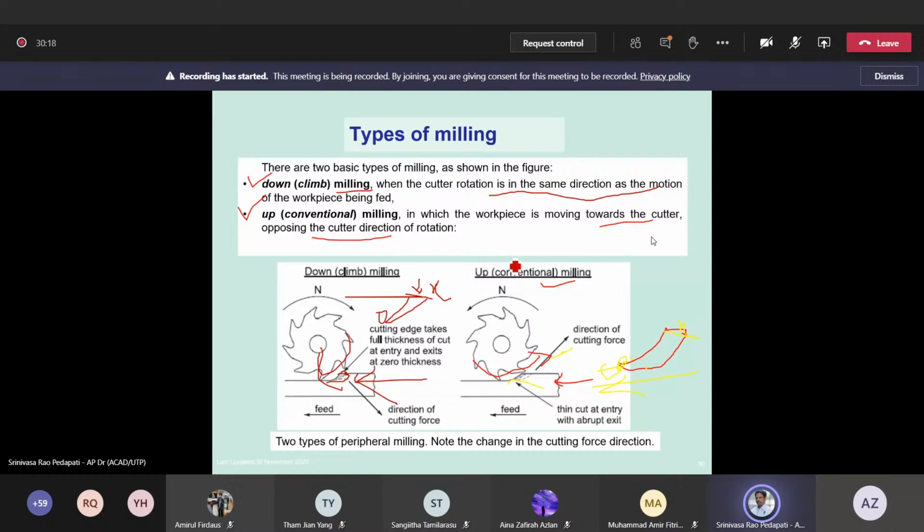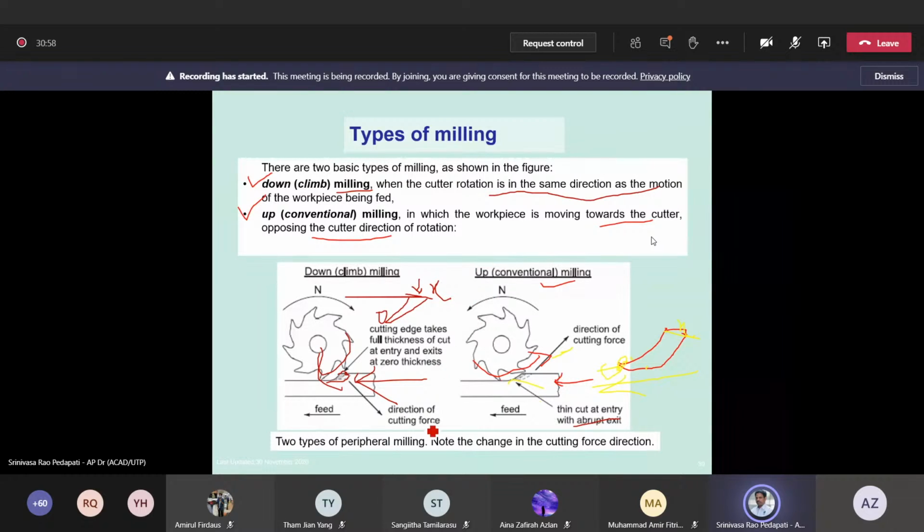Up milling is called conventional milling because it is most widely used. The difference, as already written here, is that in down milling the cutting edge takes the full thickness of the cut at entry and exits at 0. Whereas in up milling, vice versa, it enters at 0 and increases to the final thickness. So it is a thin cut at entry with abrupt exit, whereas here it is the maximum cut at entry and it exits smoothly. So the exit is smooth here, whereas the exit is abrupt here. That is the difference between these two.